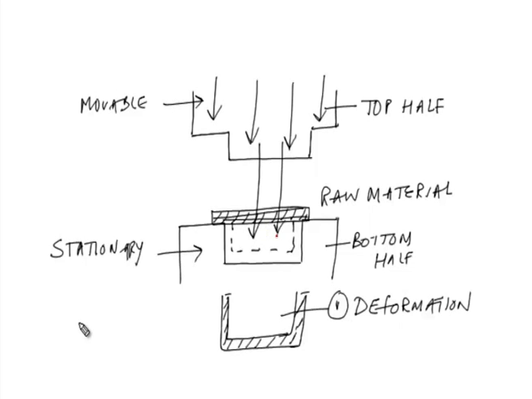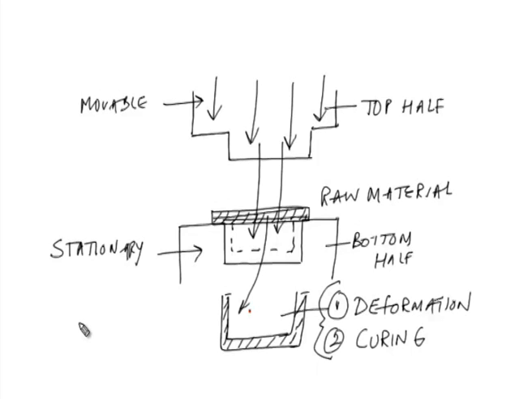A flat raw material has been converted into the desired shape, and the process of curing has also taken place. The process of curing and deformation has taken place simultaneously, and the raw material has been converted into the final product. So this is the basic principle of the compression molding process.